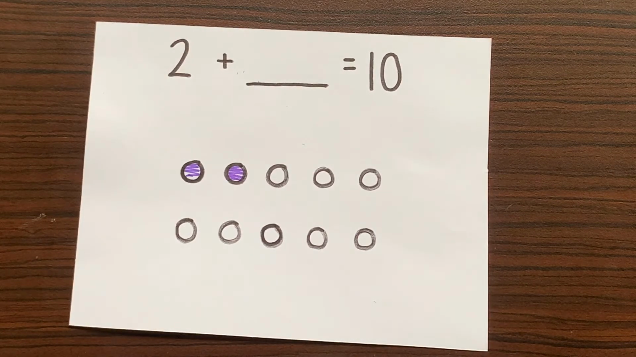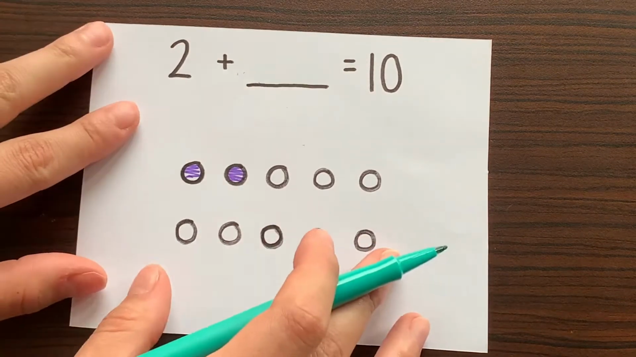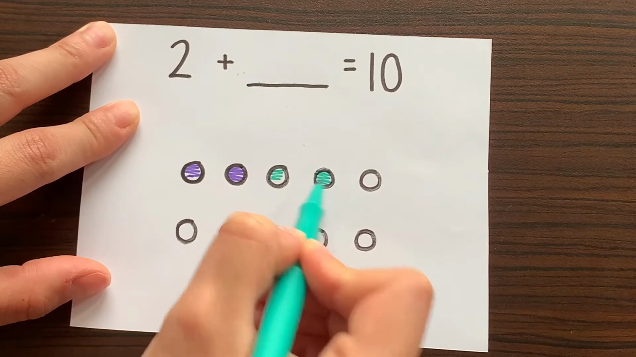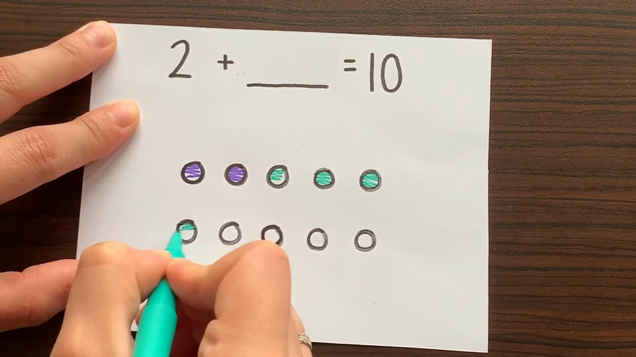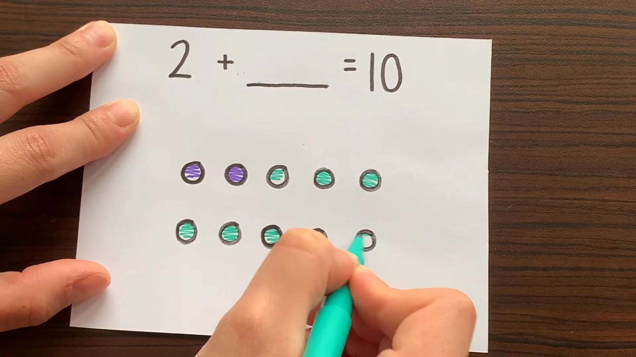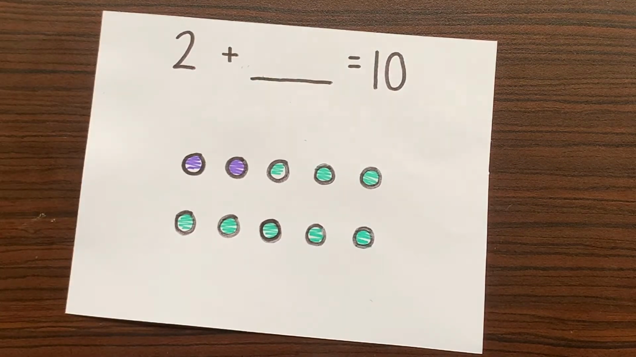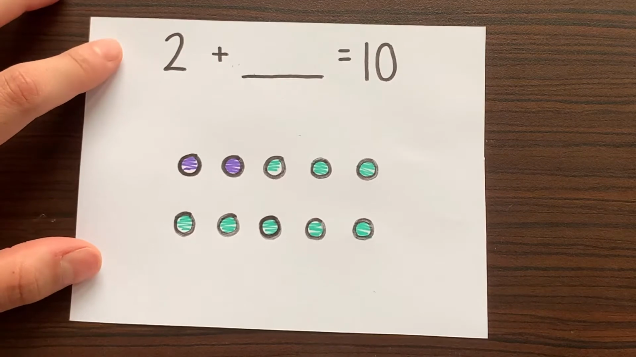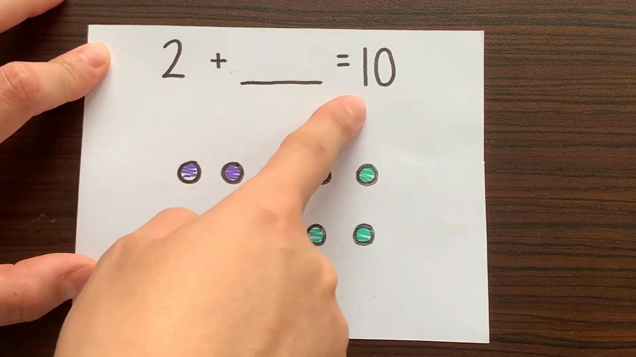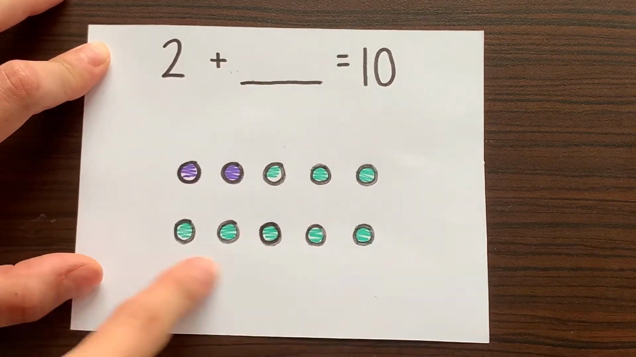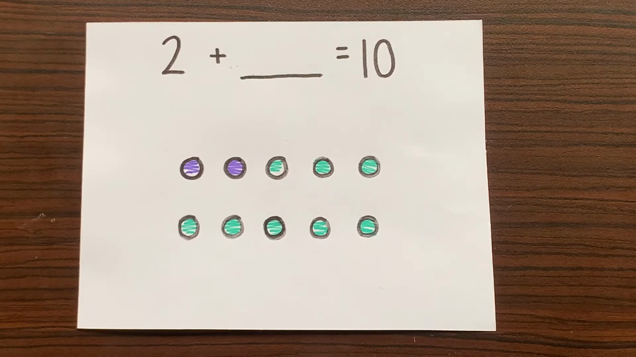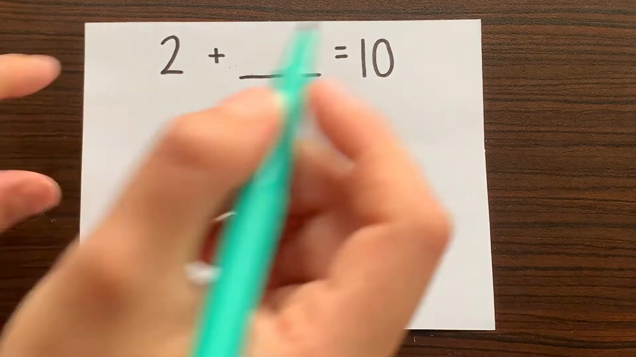So now we're gonna keep counting from there, but I'm gonna switch colors. We're gonna keep counting from there until we get to 10. So 1, 2, 3, 4, 5, 6, 7, 8, 9, 10. So now that we got to 10, we're gonna go back and count the blue bubbles, and that's going to be our answer to our equation here. So the blue bubbles is going to be the missing number, and we have 1, 2, 3, 4, 5, 6, 7, 8. We have 8 blue bubbles, which means that 2 plus 8 equals 10.